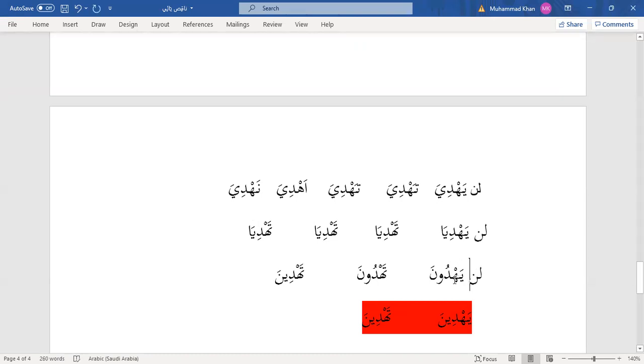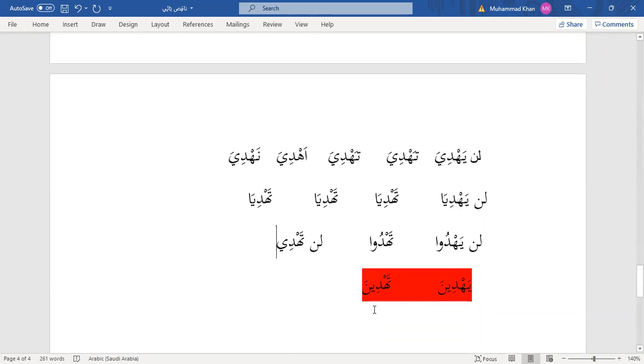Yahdu, and as you remember, we drop it and replace it with alif. And then we drop it and replace it with alif. Lan yahdu, lan tahdu, and then lan tahdi, as we know that the noon will be dropped here as well. Yeah, it will be lan tahdi. And lan yahdina and lan tahdina. Excellent. And inshallah fi'l al-amr next.